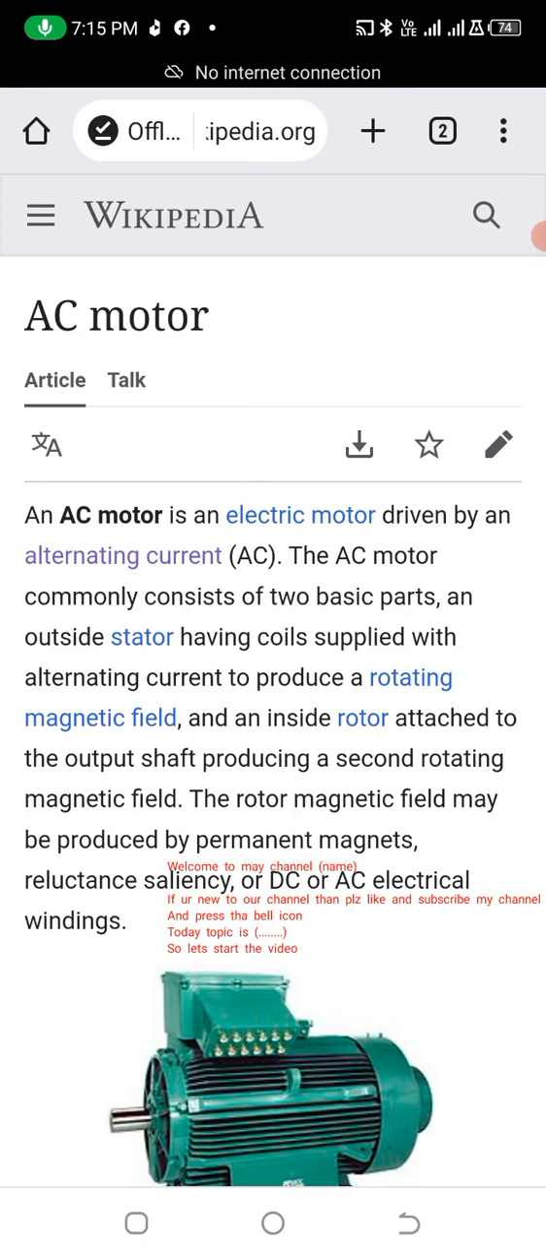Today's topic is AC motor. So let's start the video. An AC motor is an electric motor driven by an alternating current.